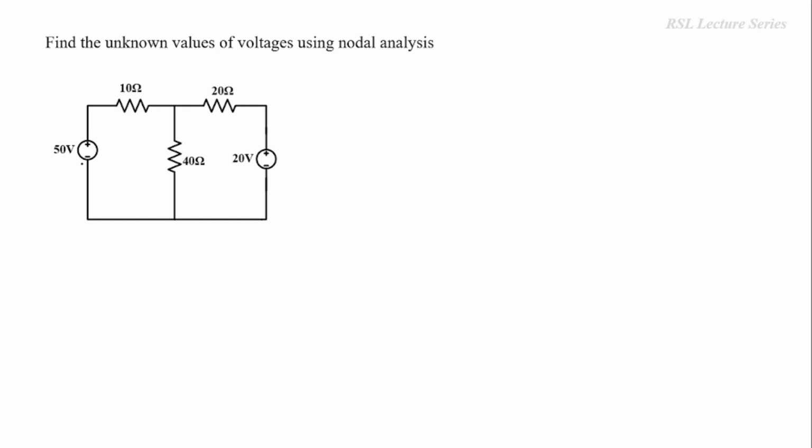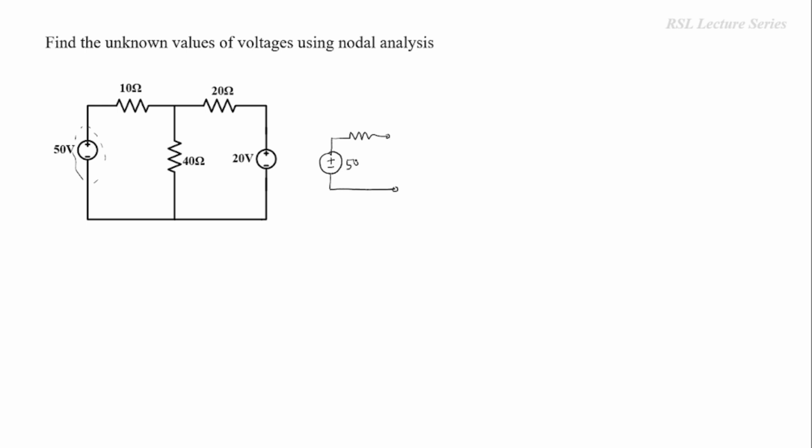So here we have one voltage source connected in series with a resistor, another voltage source connected in series with another resistor, and one more resistor is given. If we have a voltage source in series with a resistor, then the first step is to convert this voltage source into a current source. Any voltage source connected in series with a resistor can be converted into a current source in parallel with the same value of resistor.